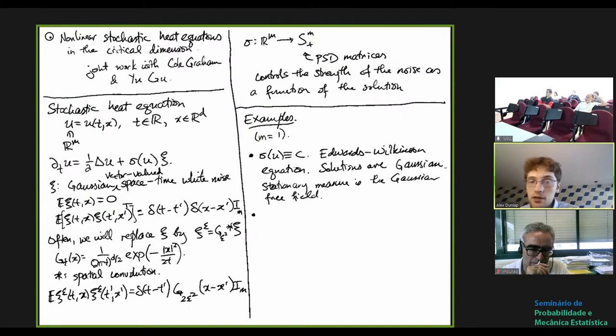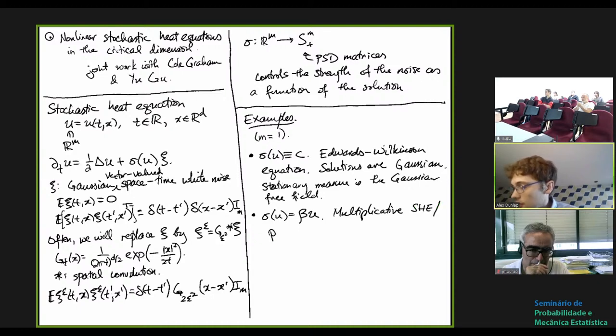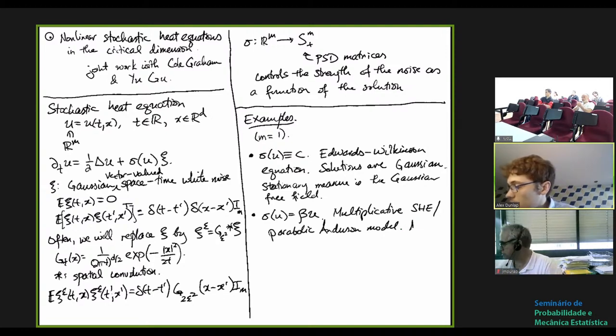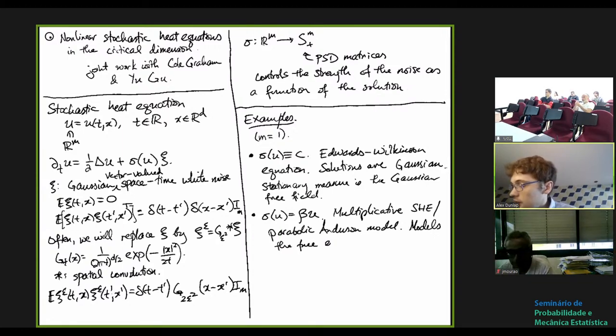Another case that is very popular to look at is if sigma of u is equal to beta times u. So this is called the multiplicative stochastic heat equation, also called the parabolic Anderson model. And this models the free energy of a directed polymer.